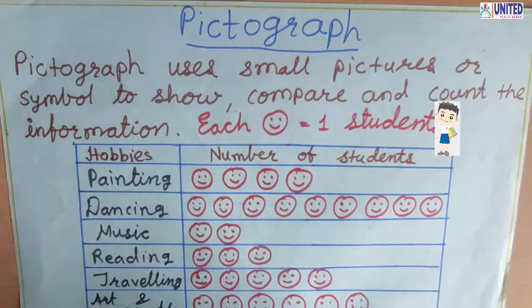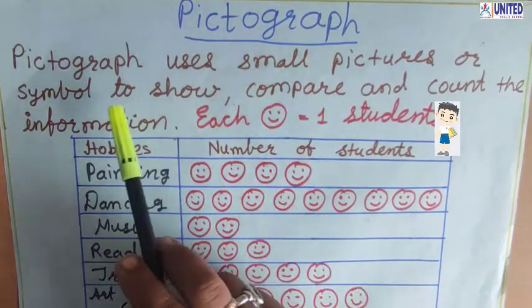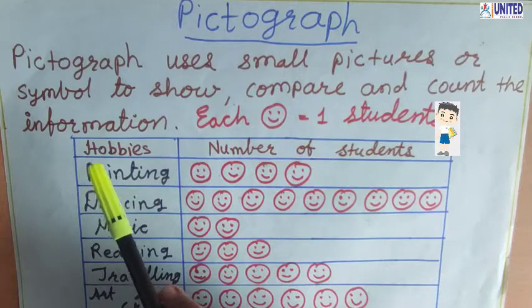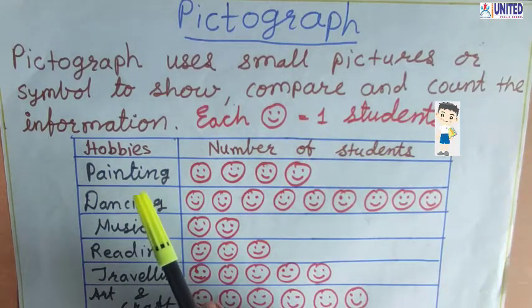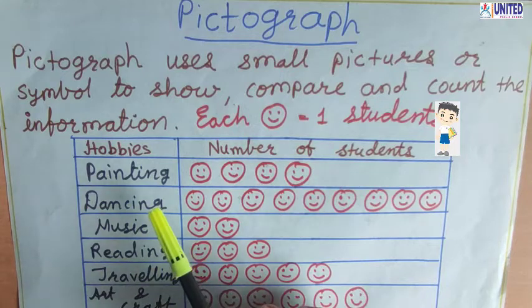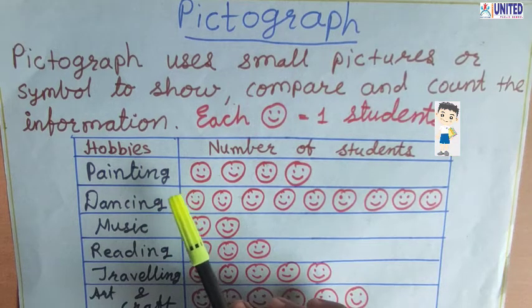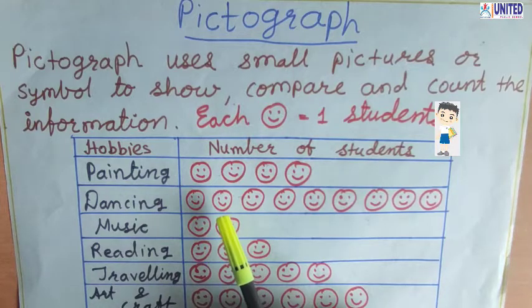Let's see about the pictograph. What do you mean by a pictograph? A pictograph uses small pictures or symbols to show, compare and count the information. That means whatever the information or data we have, we have to show by using these small pictures or symbols, and we call it a pictograph.